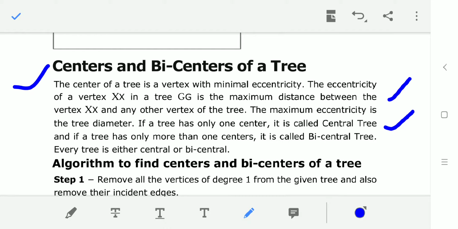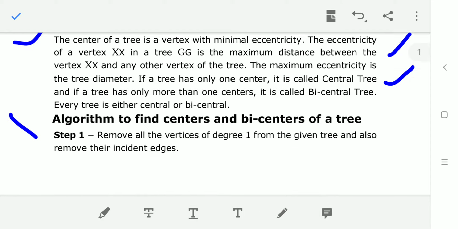Algorithm to find central and bicentral of a tree. Step first, remove all the vertices of degree 1 from the given tree and also remove their incident edges.